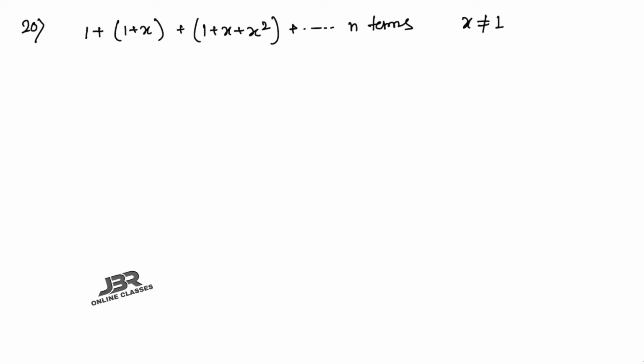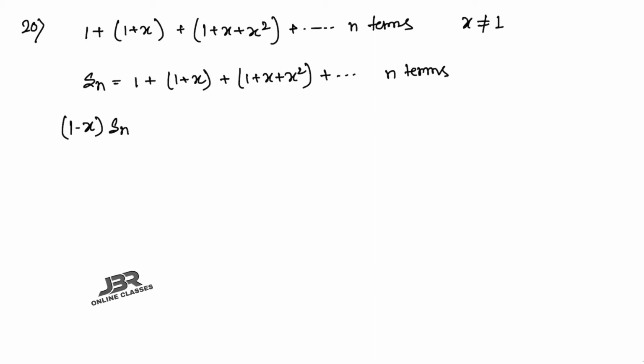So here just do one thing: first, multiply both sides with 1 minus x. Let's first write Sn equal to 1 plus (1 plus x) plus (1 plus x square) plus dot dot dot up to n terms. Now if you multiply 1 minus x on both sides, it becomes 1, then 1, then 1, dot dot dot up to n terms.